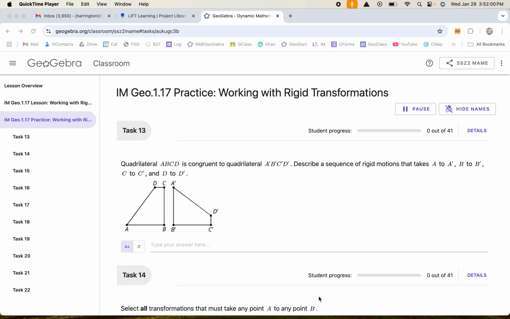Welcome to another episode of Practice Help here on Geometry with Mr. H. We are dealing with lesson 1.17. Here we're dealing with rigid transformations.